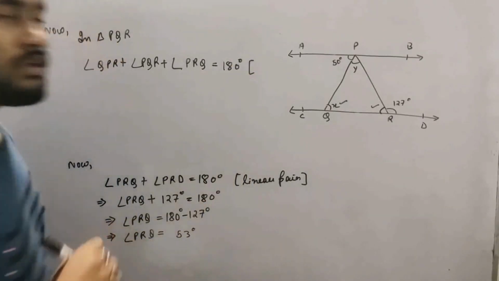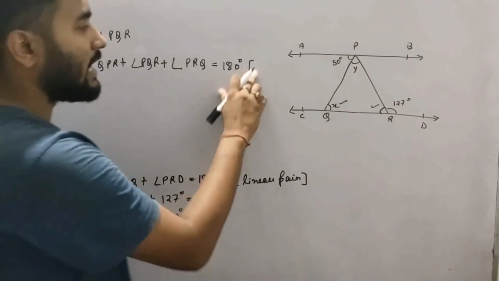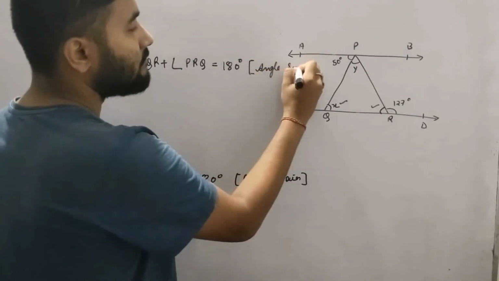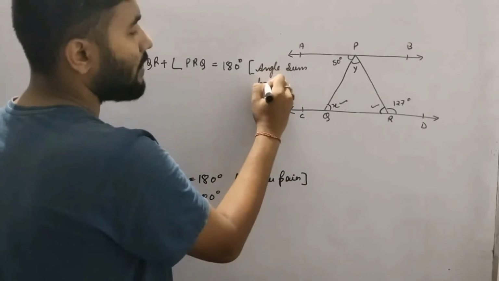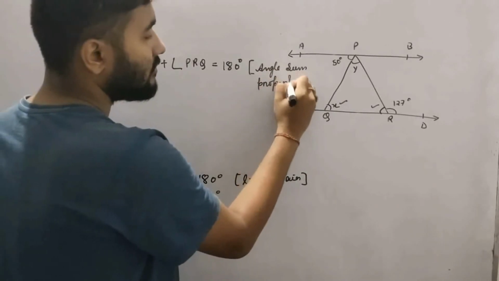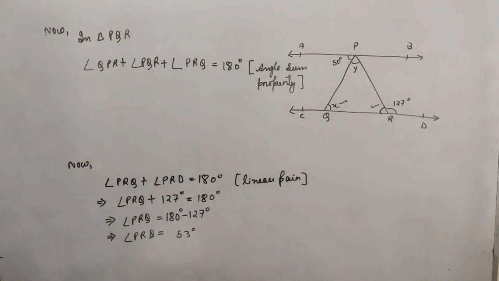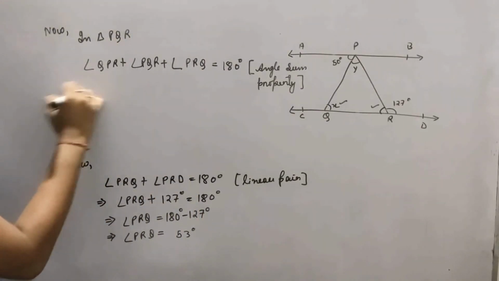Okay, so in bracket, you can write the rule. What is the name of this rule? In next exercise, you will learn the name of this rule: angle sum property. So what is the name of this rule? Angle sum property.